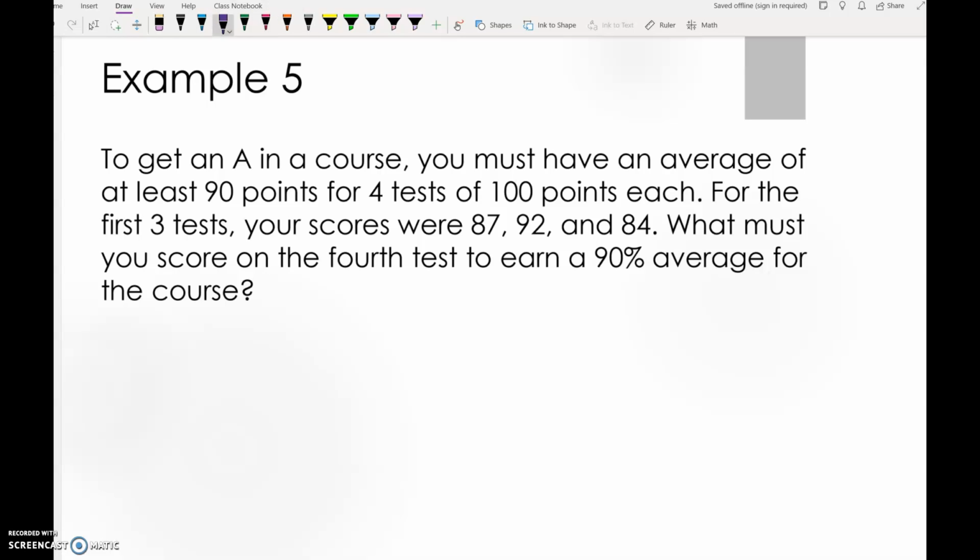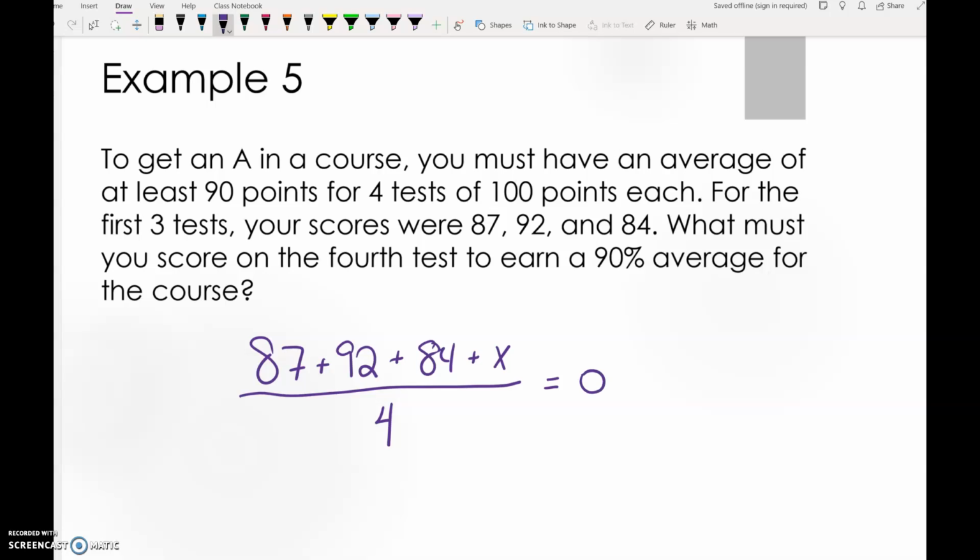To find an average, you add the tests together, so 87, 92, 84. And what's the score on the 4th test? We don't know, so use a letter because that's the one you don't know. You take all of those and divide by the number of numbers, and we want that to equal 90%, which is, think about what that would be in your calculator, 0.9.